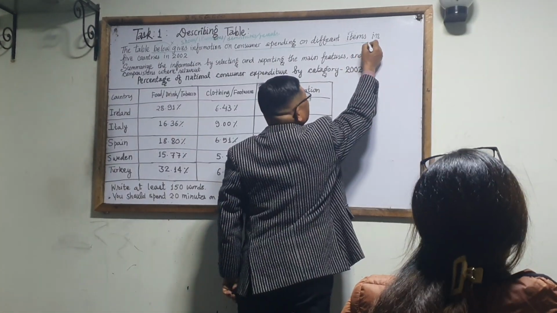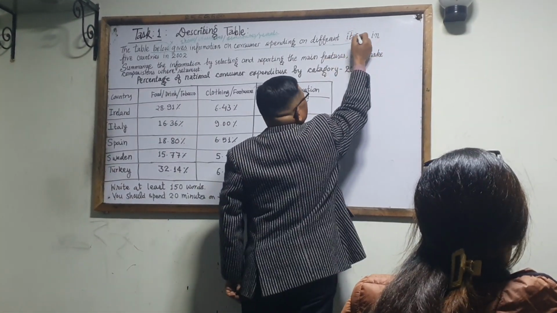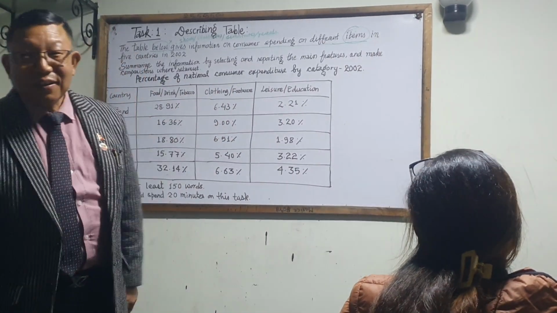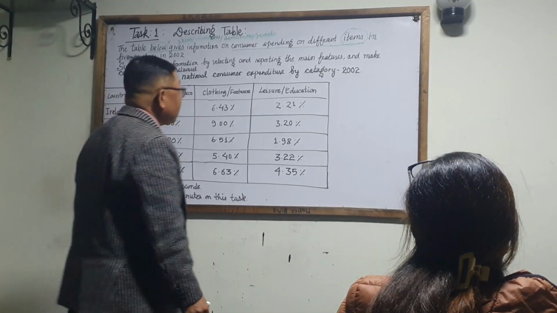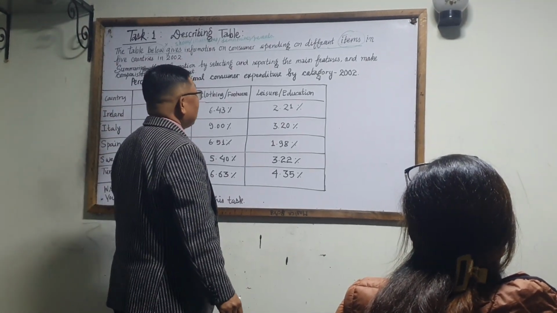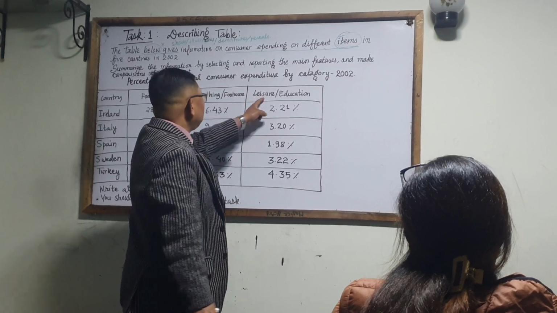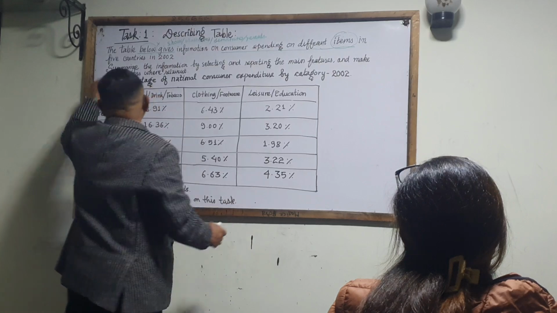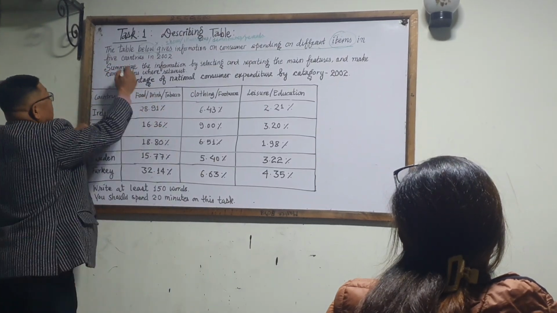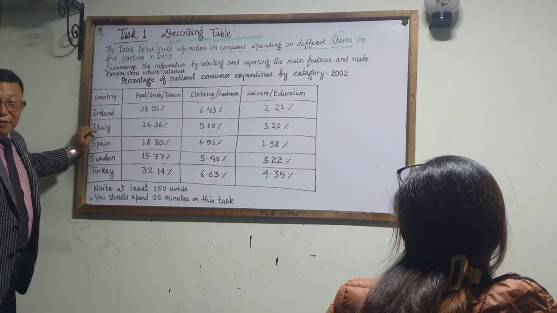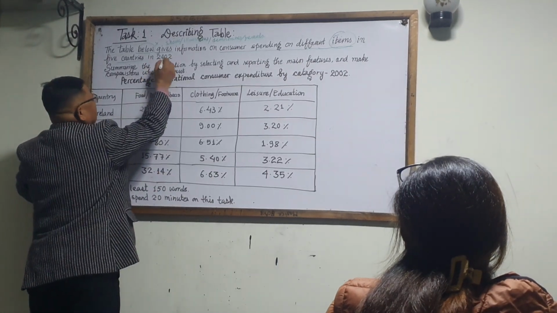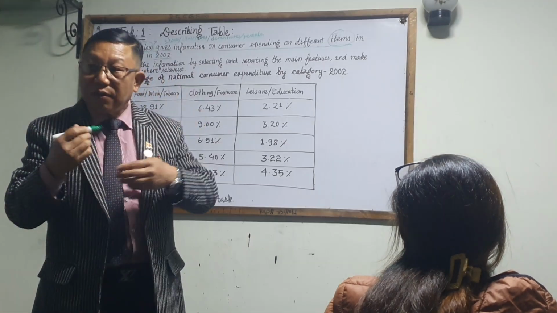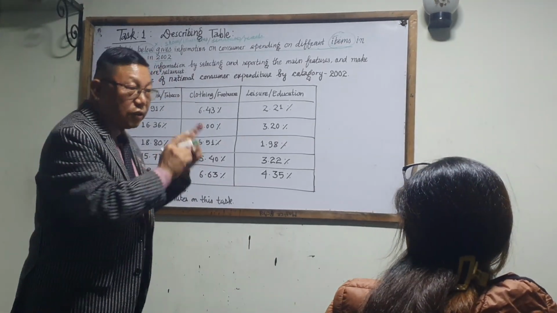Instead of items, you can also change the word: products, or goods, or goods and services. In five countries, instead of countries you can write nations. In 2002, always remember to repeat the year 2002, or the given year.